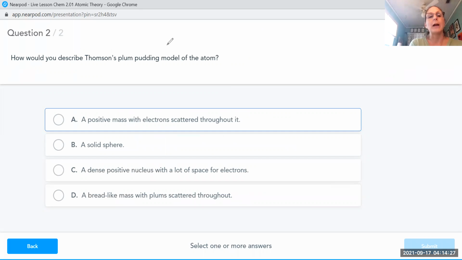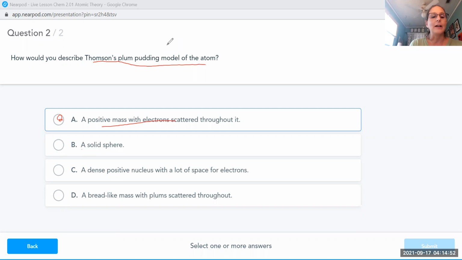How would you describe Thomson's plum pudding model of the atom? Okay, so nobody got this one right. Interesting. So a positive mass with electrons scattered through. Oh, you know why? I don't think I selected the correct answer. It should be A. It's a positive mass with electrons scattered throughout it. So 3 of you got that right. If you picked A, you got it right.